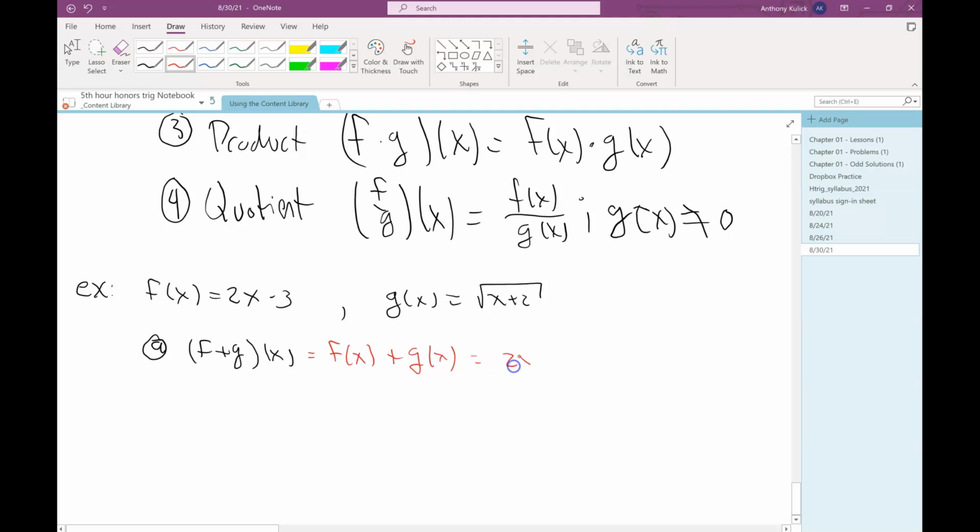And I know f of x is 2x minus 3, and g of x is square root of x plus 2. Can I do any more simplifying from that? What do you guys think? Can I combine any like terms here? Can I do anything else?